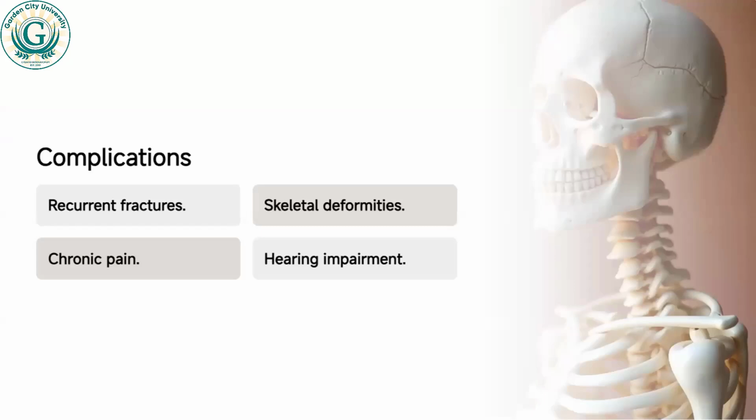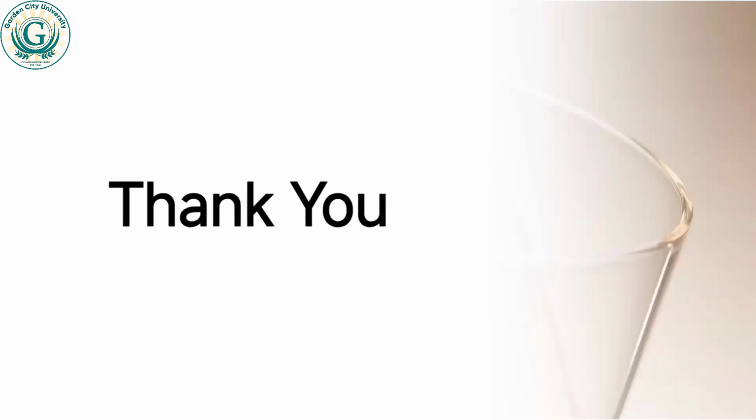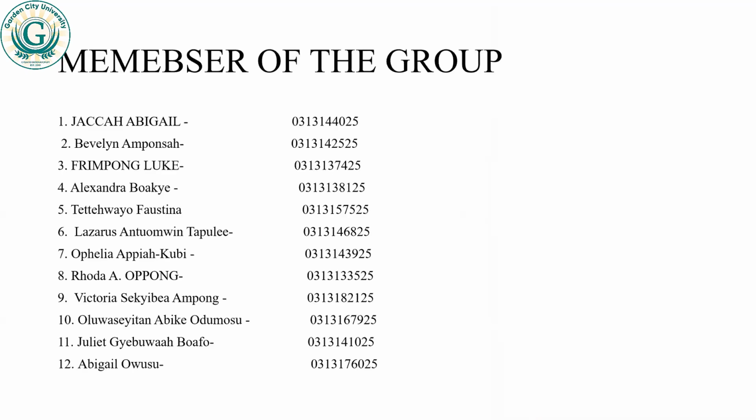The complications could lead to recurrent fractures, as we were saying. Once there are recurrent fractures, it leads to skeletal deformities. If nothing is done about it, it can lead to chronic pain. Hearing impairment can lead to dental decay. Remember we said the teeth are affected, so it can lead to that. So please, this is the end of our presentation. Thank you.